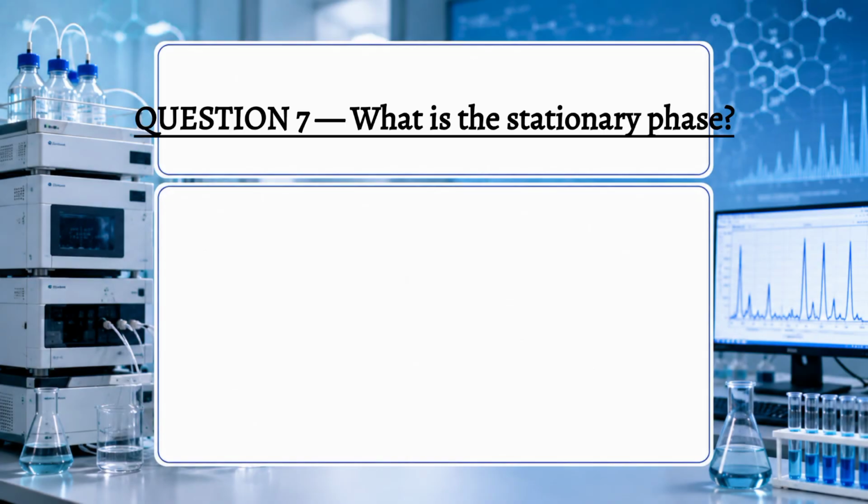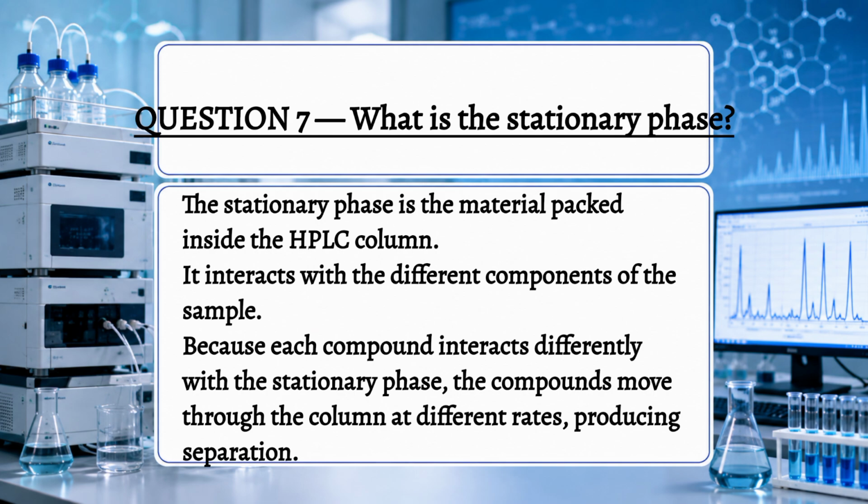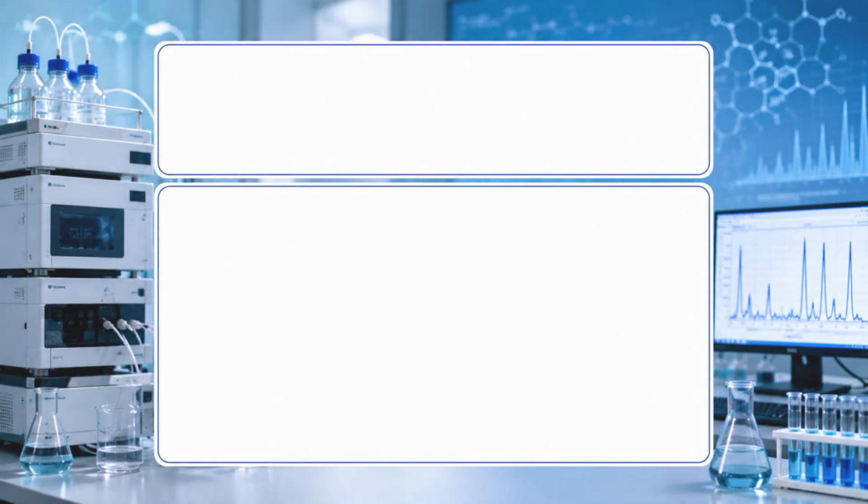Question 7. What is the stationary phase? The stationary phase is the material packed inside the HPLC column. It interacts with the different components of the sample. Because each compound interacts differently with the stationary phase, the compounds move through the column at different rates, producing separation.